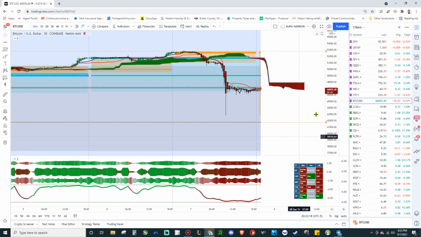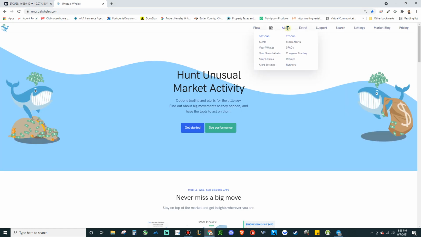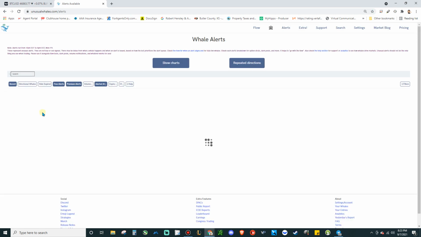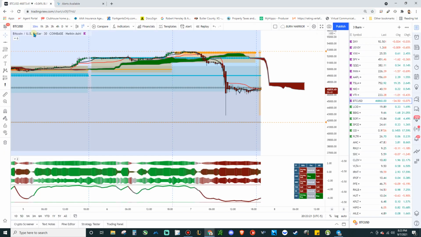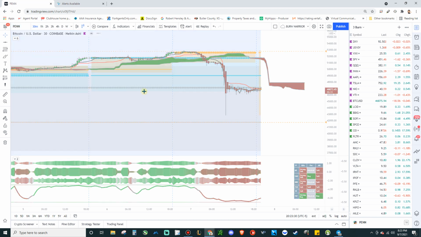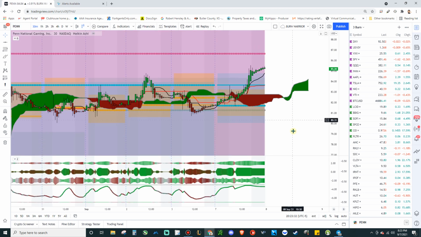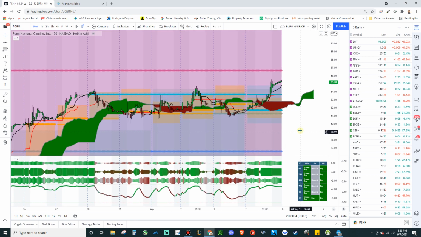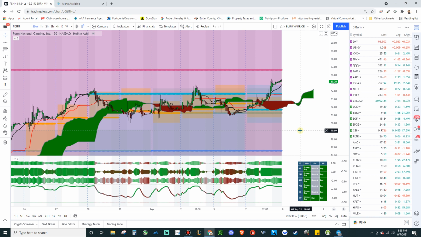So it's easy for me to pull up a chart. You guys know I use Unusual Whales. If I see an alert come through that I like, so for example, let's just say we're looking at PEN, an alert comes through, and I'm like, okay, I want to see what this looks like. I have the chart instantly, automatically. Now I'm looking at it and I'm going, okay, it's an all buy status here. The moving averages are all strong buy.